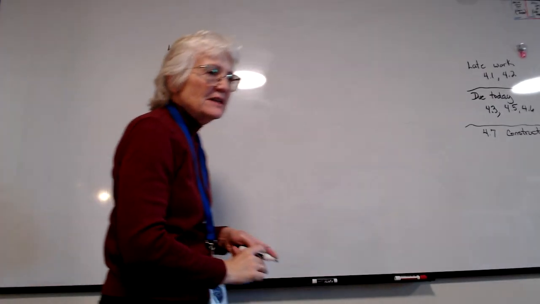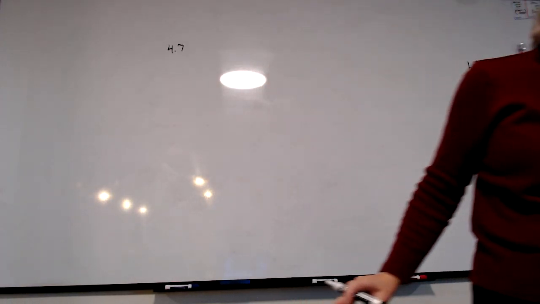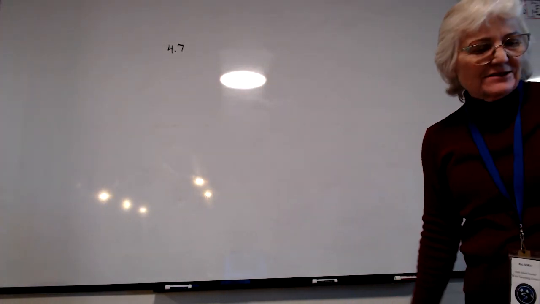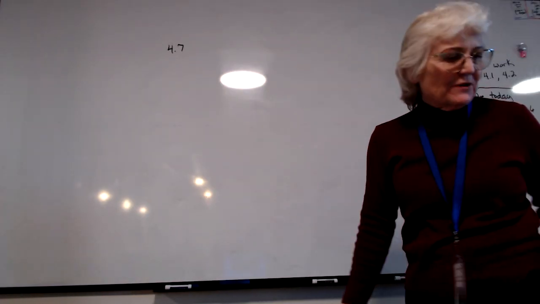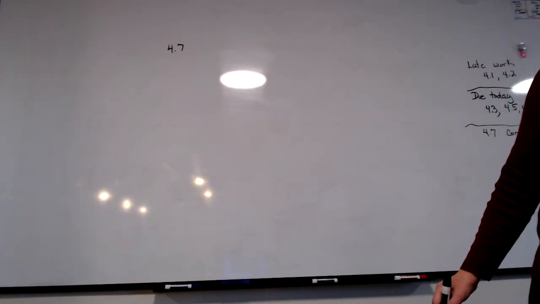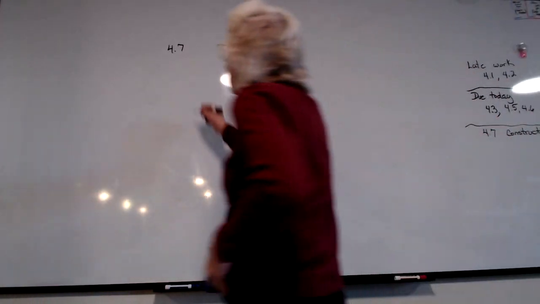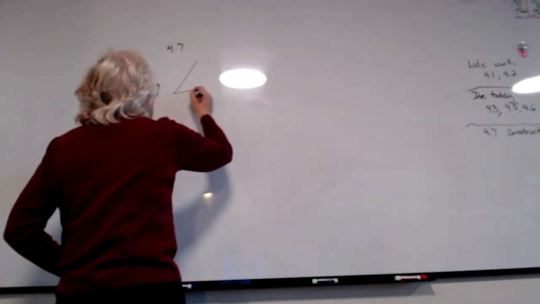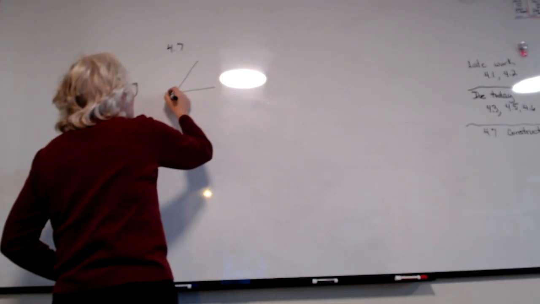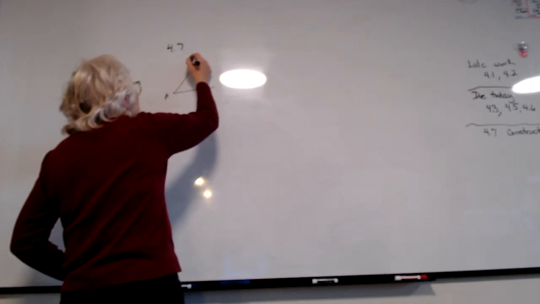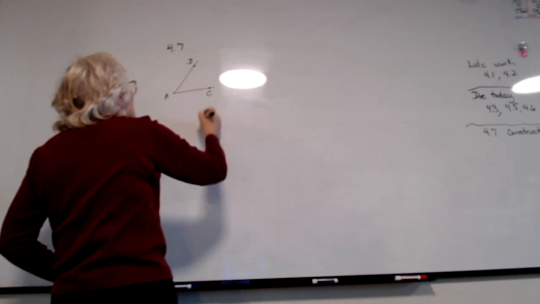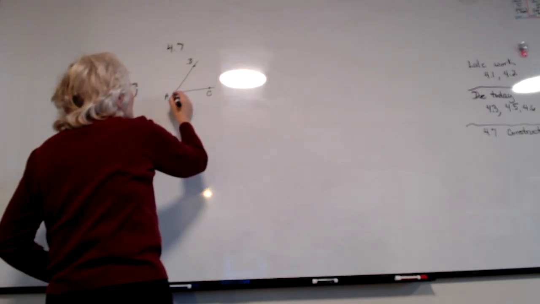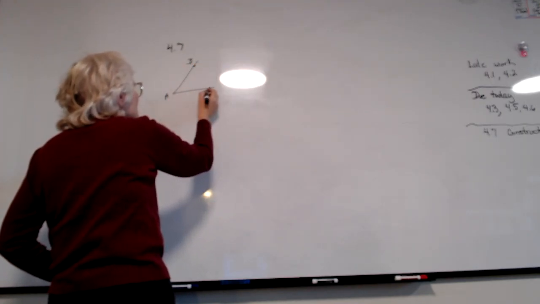The next one is copying an angle. These are always fun to me. So first, let's say we have this angle here. This is going to be A, this is going to be B, this is going to be C. So the first thing you do is you're going to figure out a distance from A to C.